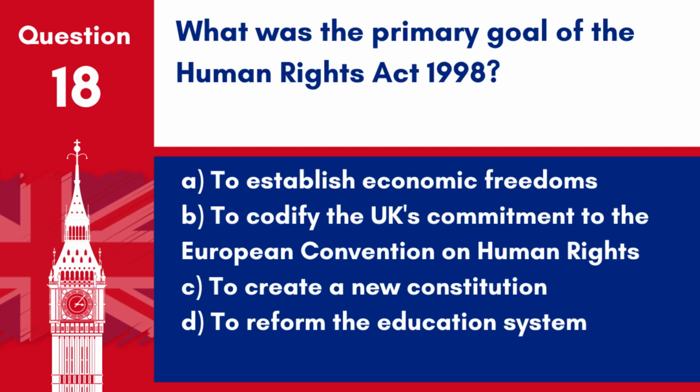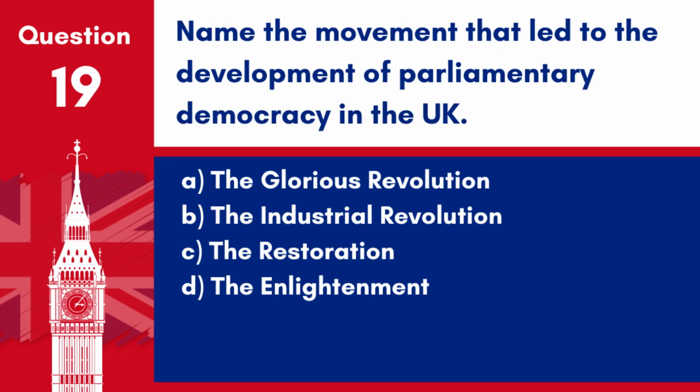Question 18. What was the primary goal of the Human Rights Act 1998? A. To establish economic freedoms. B. To codify the UK's commitment to the European Convention on Human Rights. C. To create a new constitution. D. To reform the education system. Answer: B. To codify the UK's commitment to the European Convention on Human Rights. The Human Rights Act 1998 was enacted to incorporate the rights set out in the European Convention on Human Rights into UK law.